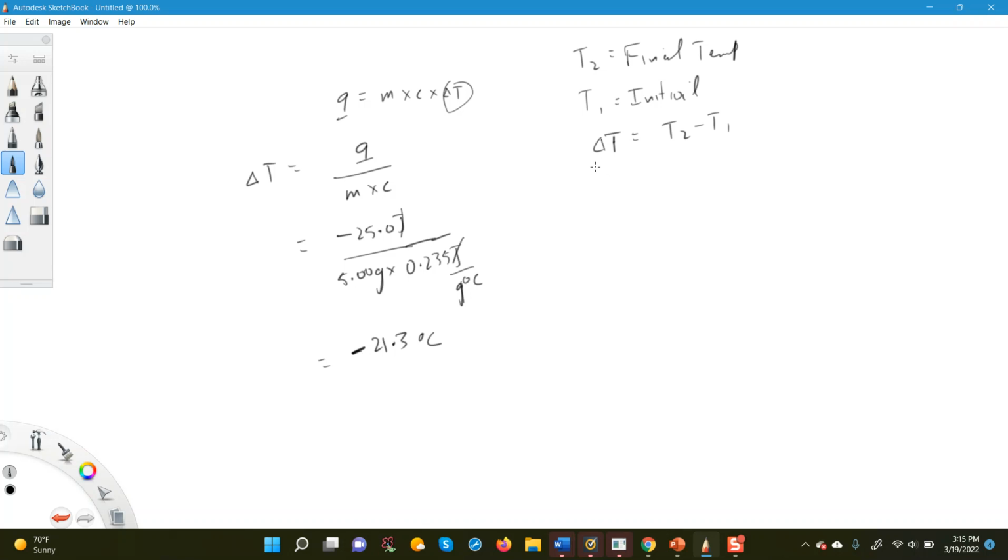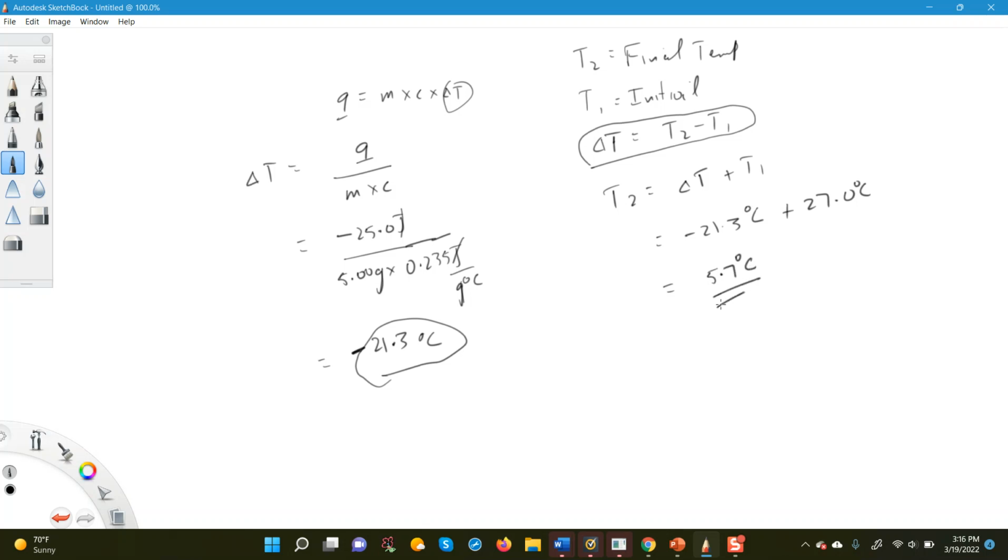So coming over to this equation here, the aim, of course, is to find out the final temperature, which is T2. So T2 would be equal to delta T plus T1. So delta T, as we calculated here, is minus 21.3 degrees Celsius, plus the initial temperature. Based on the question, the initial temperature is 27.0 degrees Celsius. So we're going to add minus 21.3 to 27. And according to my calculations, this works out to be equal to 5.7 degrees Celsius. So this would be the final answer right here.